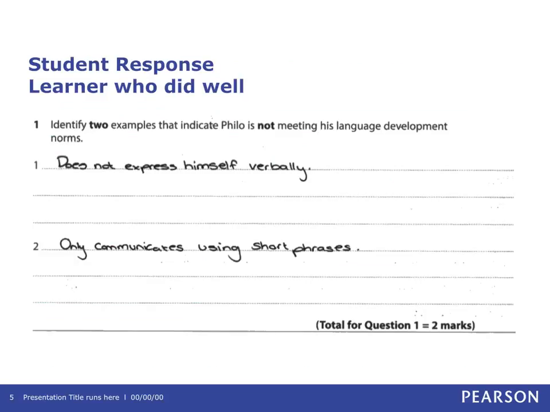This is an example of Question 1, where learners did well, despite it being a negative question, and were able to provide 2 correct examples from the case study. For example, the second example links to the case study, where he uses short phrases and finds understanding basic vocabulary difficult. This question is straightforward, and learners demonstrated a good understanding of the normative age and stage of language development.